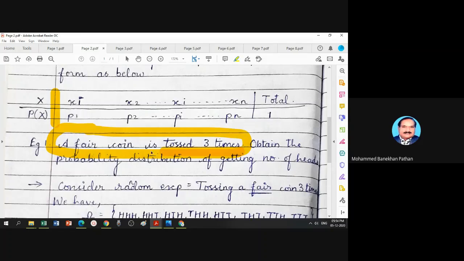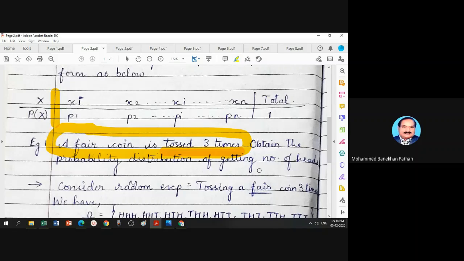A fair coin is tossed 3 times. So I can write omega with 8 elements, and by using that omega, I can find the probability of this. But what is the purpose of taking this example? That I will explain when I solve this numerically in the next lecture.